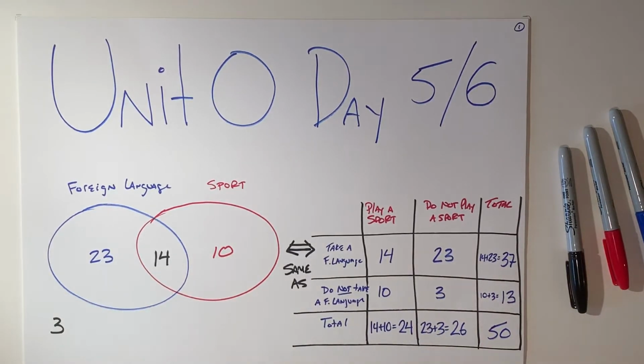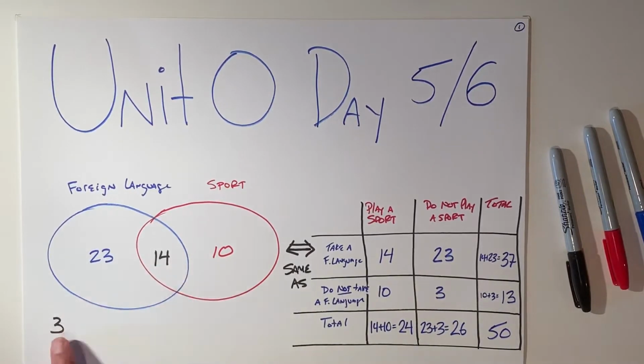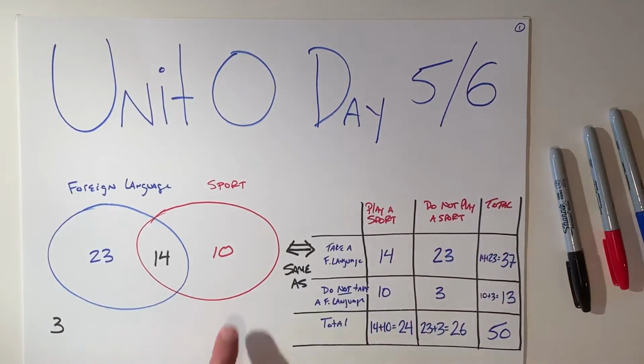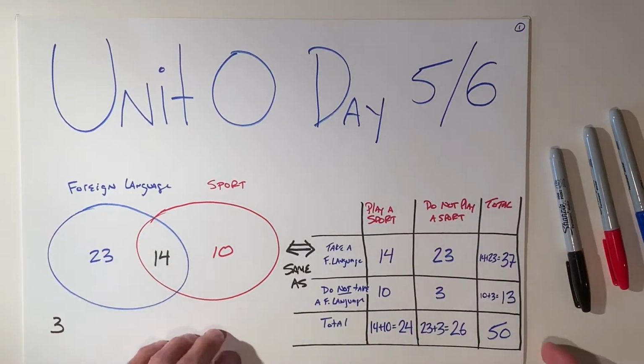It also makes sense that if we add the total number of students, all four numbers, we end up with a total, an overall of 50 students or 50 people that participated in the survey or that are part of this Venn diagram. So a two-way table is simply a representation of a Venn diagram, something you've seen before.